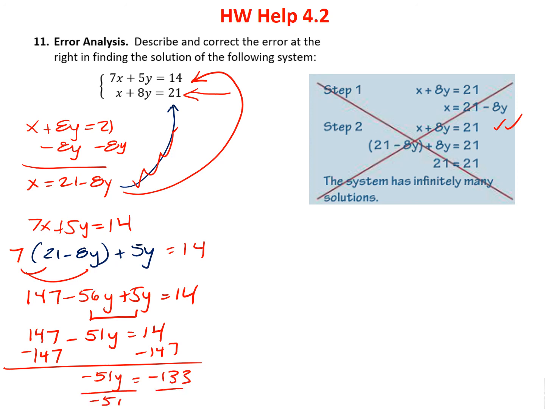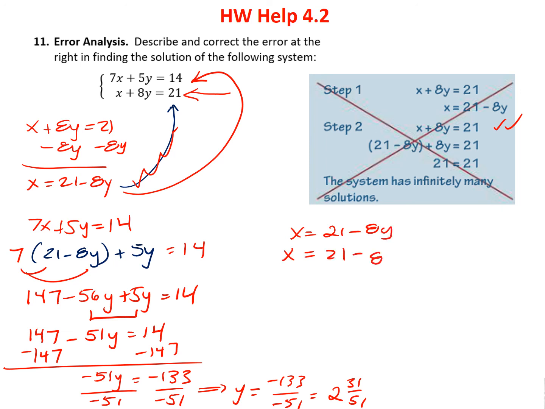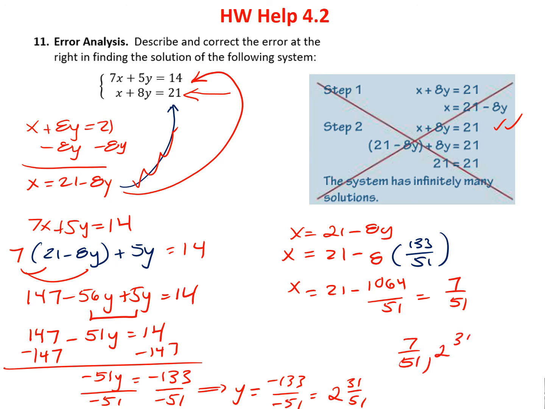If we divide by negative 51, we get that y equals 133 over 51, a pretty ugly problem. So now if I plug that back into my original equation here, x equals 21 minus 8y, we see that this is going to be x equals 21 minus 8 times 133 over 51. So x is going to equal 21 minus 1064 over 51, which ends up equaling 7 over 51. And so our final answer then is going to be 7/51 for x and 133/51 for y. Pretty ugly answer.